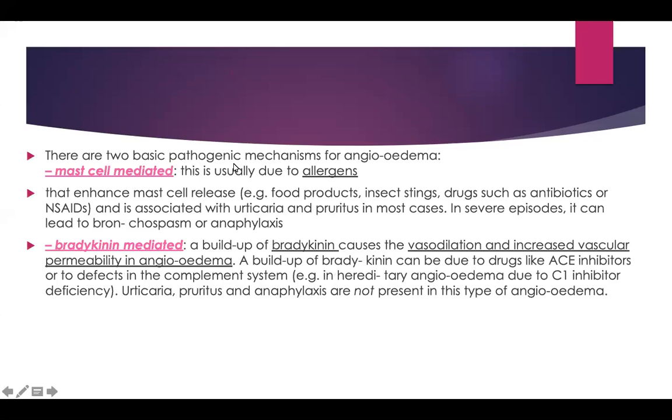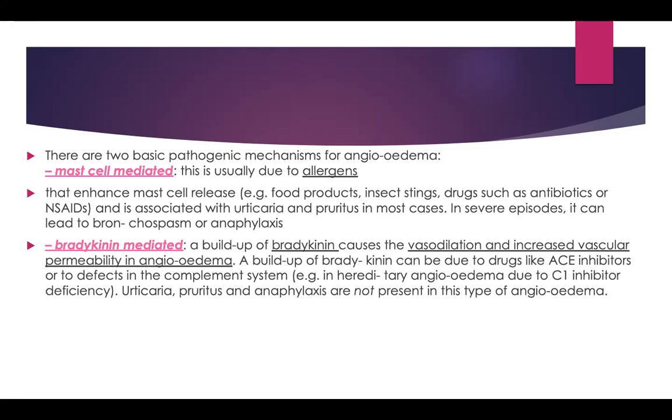let's take a look at the pathophysiology of angioedema and urticaria, just to make things clear. There are two basic pathogenic mechanisms for angioedema. The first mechanism is mast cell mediated angioedema. This is usually due to allergens, okay? That enhance the mast cell release, like allergy to food products, insect stings, drug allergy such as antibiotics or non-steroidal anti-inflammatory drugs, and it's associated with urticaria and pruritus in most cases.